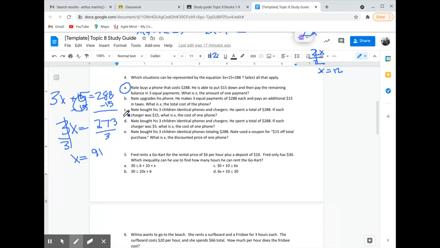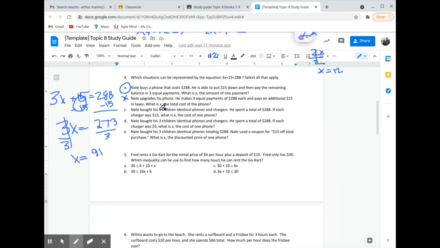Let's look at the next one. Nate upgrades his phone. He makes 3 equal payments of $288. So that's like $288 plus $288 plus $288. That's going to be a lot more than $91, isn't it? For 3 payments? Yeah, so that's not going to work.